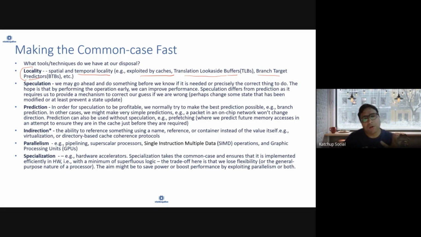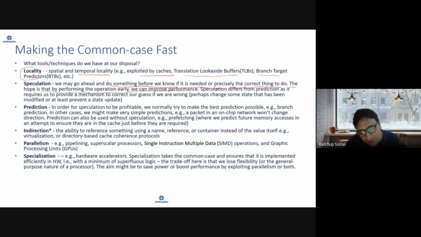But right now, at a high level, we are trying to understand how to make the common case fast. One is speculation. Speculation is where we guess what the processor is going to do, so we may go ahead and do something before we know it's needed or precisely the correct thing to do. The hope is that by performing that operation early, we can improve our performance.